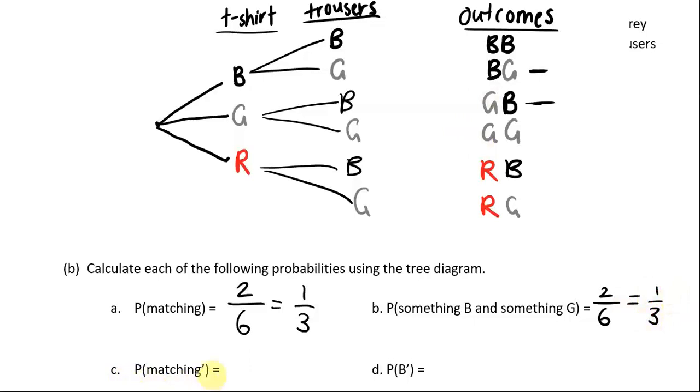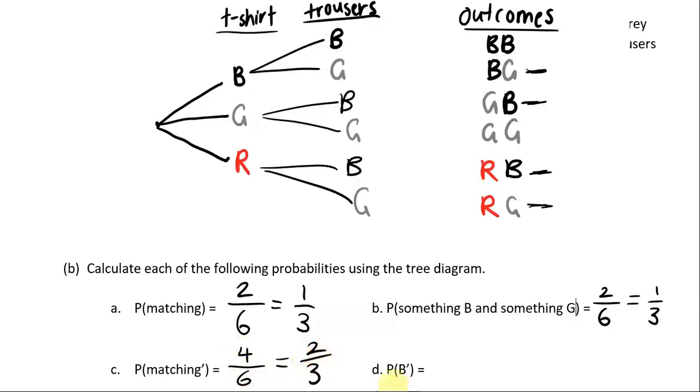Now let's have a look at the probability that the outfit is matching with a dash. Now remember that this dash means not. It's the complement of matching. Every outfit that is not matching. So if we move these out of the way, this outfit's not matching because that's black and grey, 2 different colours. This outfit's not matching, grey and black. This one is matching, grey and grey. This outfit is not matching, red and black. And this outfit is not matching, red and grey. So altogether we have 4 out of 6 outfits that are not matching. And that simplifies down to 2/3. 2 out of 3 outfit choices will not be matching.